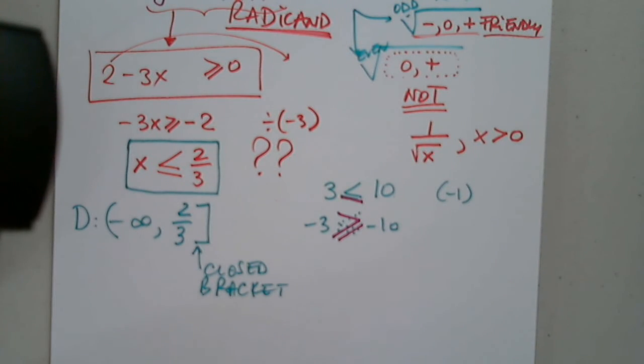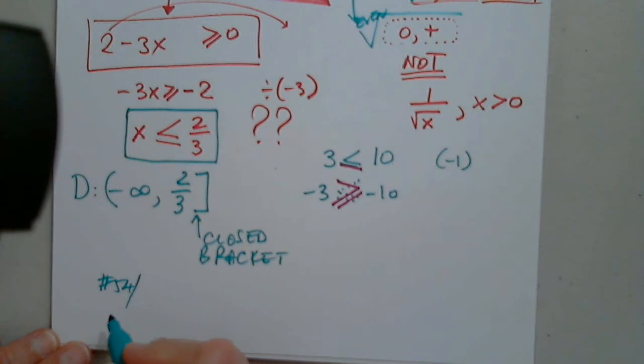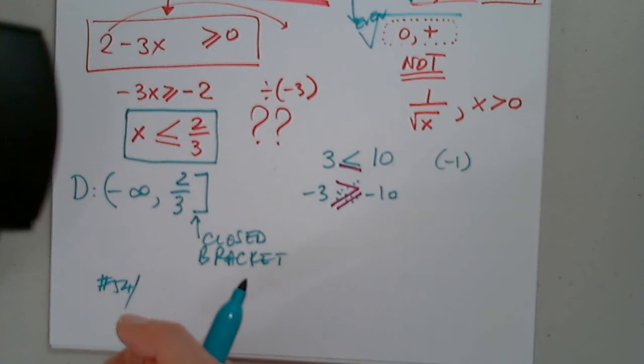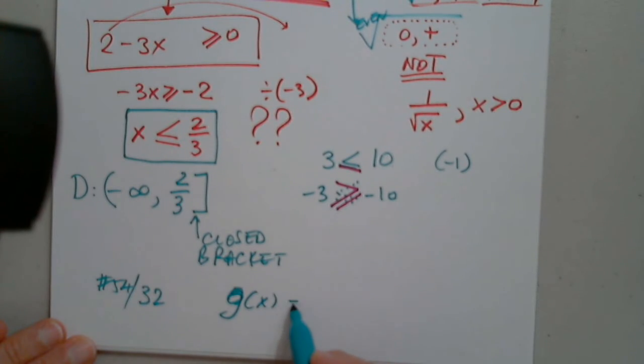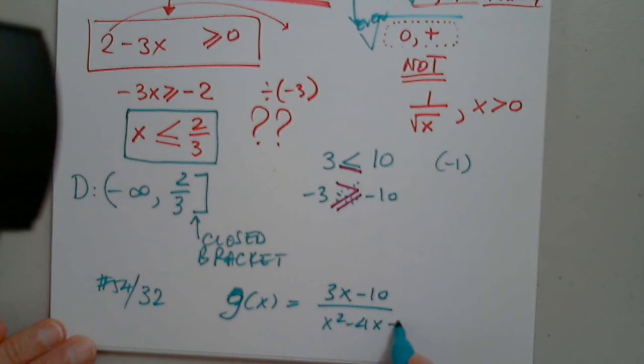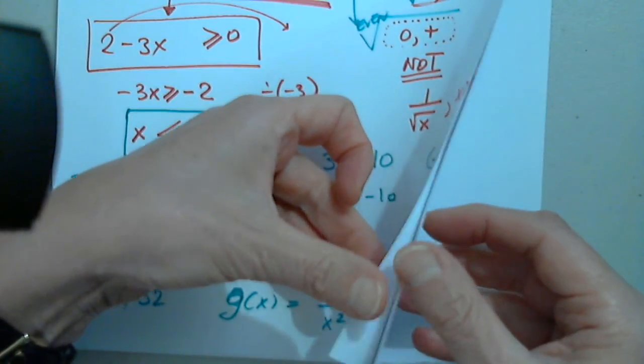Next question, we want to pick something or we move on? 54. We want to look at 54. Perfect. So in 54, on page 32, we have g of x equals 3x minus 10 divided by x squared minus 4x minus 5. The same question, we want to find the domain. What is the first step? What is the thinking process? What do we need to do here?